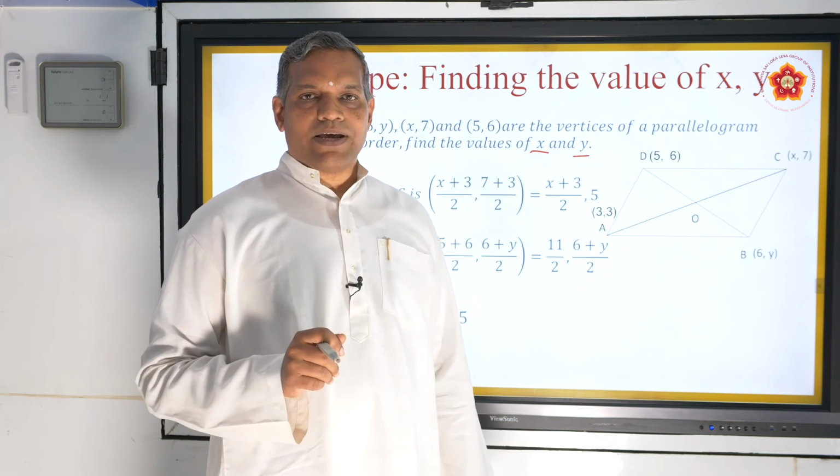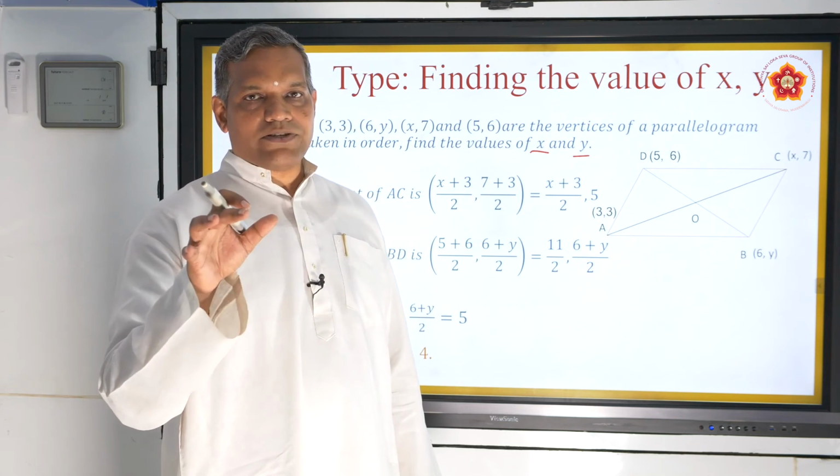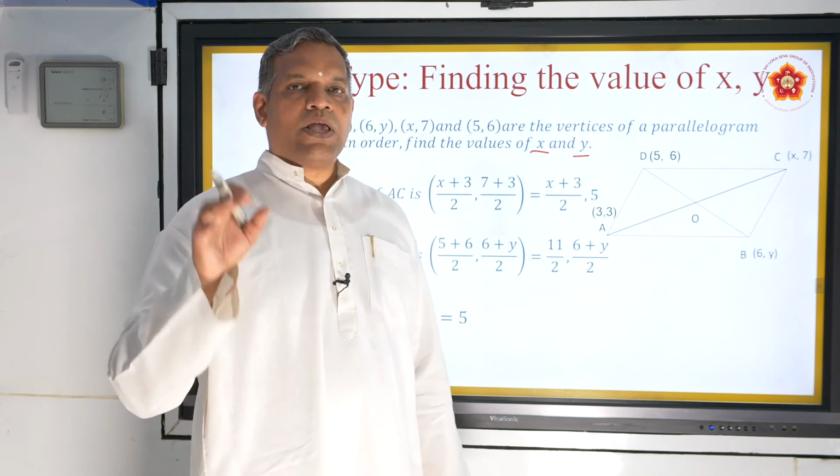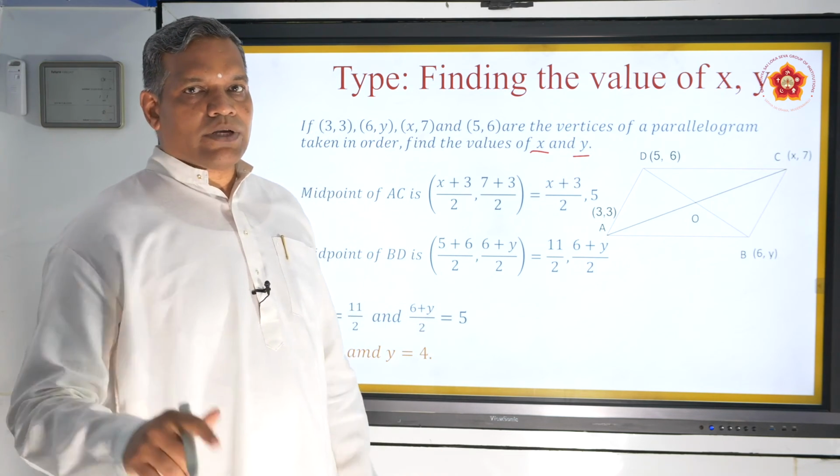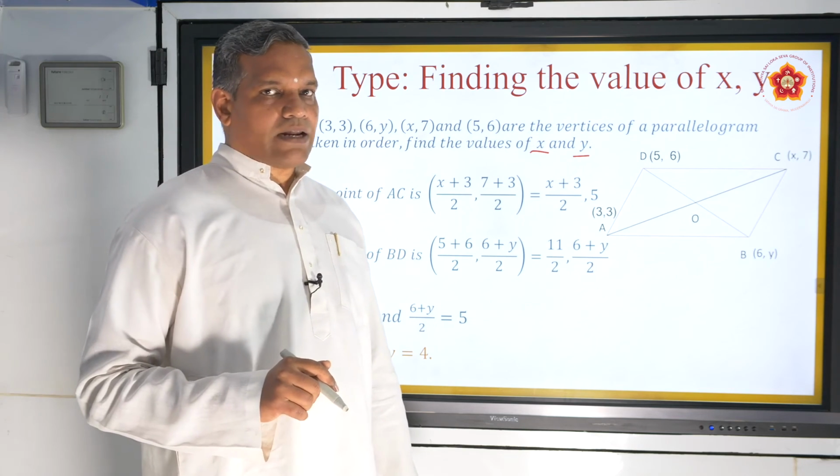What is the midpoint formula? The midpoint formula is x equals (x1 plus x2) by 2, y equals (y1 plus y2) by 2. That's it. That I am going to use. How do I use it? I need to know a little basics of parallelogram.